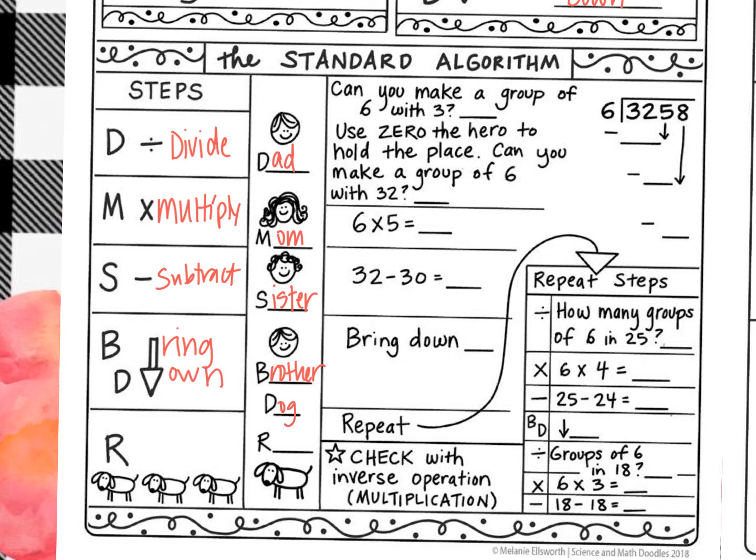The R, when we get to long division, it's not always done when we get to bring down because we have to repeat the steps. So our dog, Rover, is for repeat.